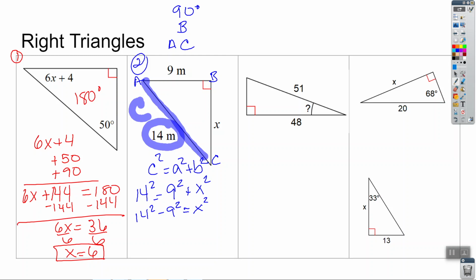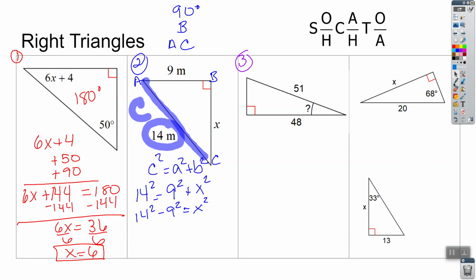I'm dealing with a mixture. When that happens, I know that I'm probably going to be dealing with SOHCAHTOA. So let's go ahead and look at this. I need to pick an angle. I'm going to pick this angle right here. I have to label my opposite, adjacent, and hypotenuse.